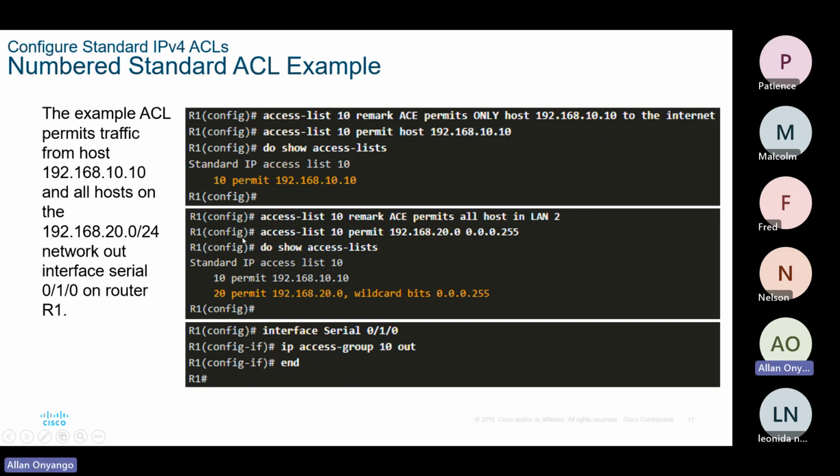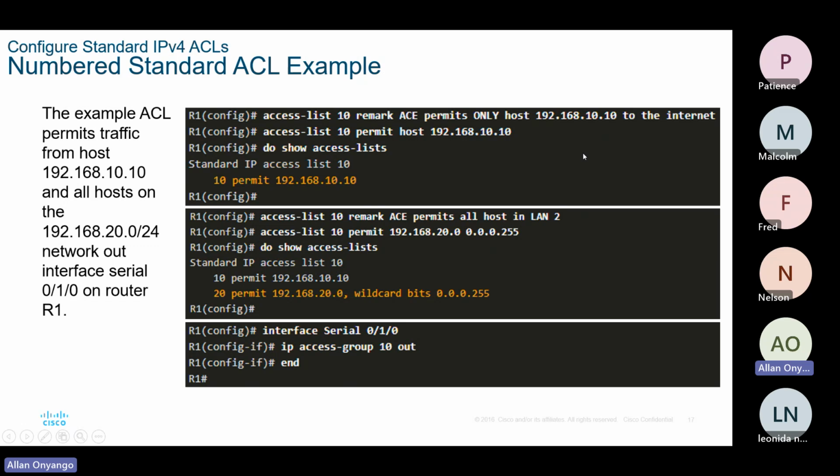If you want to know that, let's first look at the second example. We say access list 10 remark. So this one will permit all hosts in LAN 2. That is the function or the explanation of what it's going to be doing. So the actual access list is access list 10 permit. We are now going to permit the whole network here, 192.168.20.0. When permitting or denying a whole network, you must use the calculated wildcard mask. So 0.0.0.255.